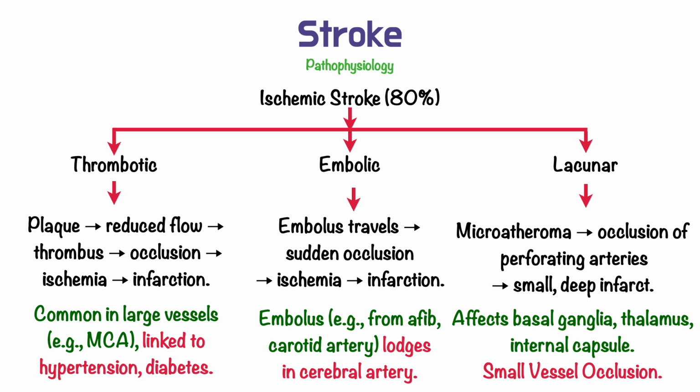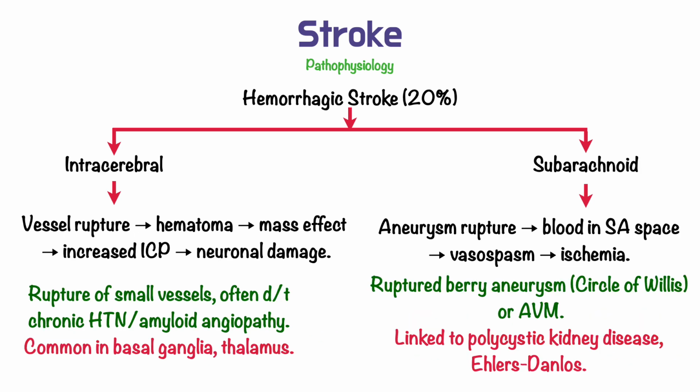The other one is lacunar. It happens in small vessel occlusion, as in it forms microatheroma that occludes the perforating arteries. Small and deep infarcts are formed, and it basically affects the basal ganglia, thalamus, and internal capsule. These are the regions of the brain most commonly affected by lacunar ischemic stroke, right? So that is how we complete ischemic stroke pathophysiology.